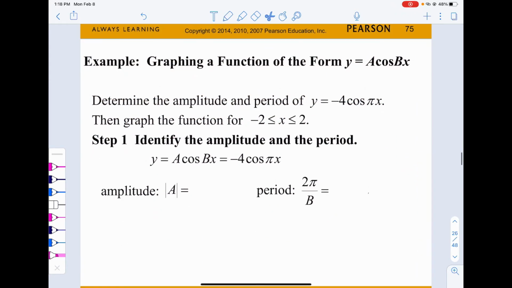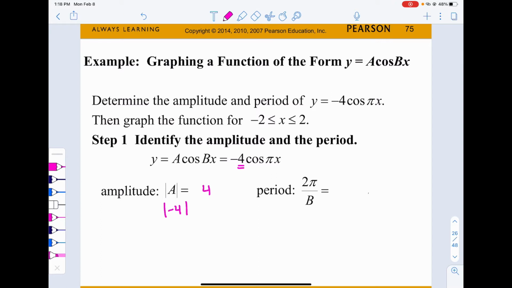So looking at an example, it says to graph a function of the form y equals a cosine of bx. We're going to look at y equals negative 4 cosine of pi x, and it says to then graph the function for negative 2 is less than or equal to x, which is less than or equal to 2. So step 1, identify the amplitude and the period. The number in front of our cosine function is a negative 4. So the absolute value of negative 4 is going to give us 4. That means our graph is going to hit a maximum of positive 4 and a minimum of negative 4.